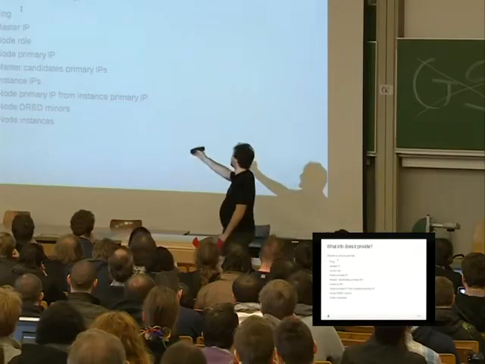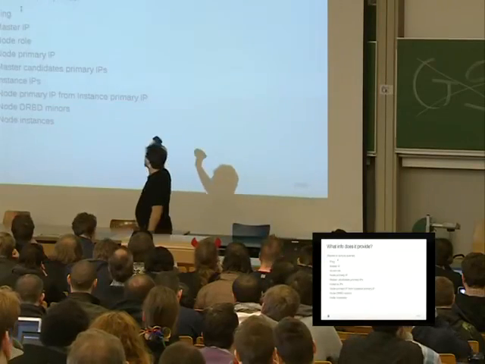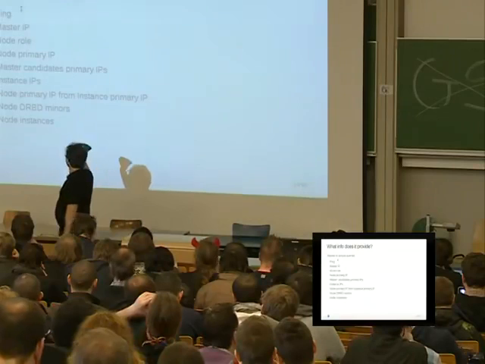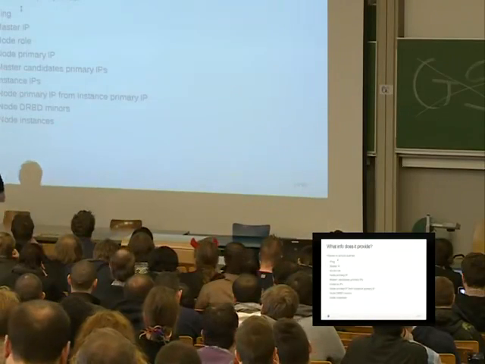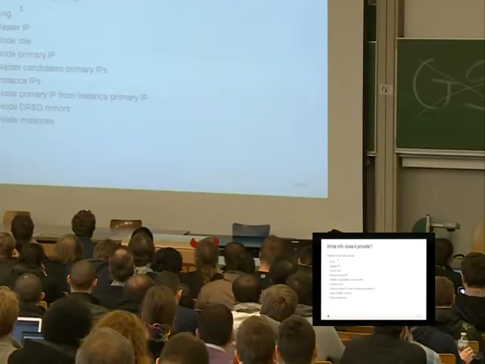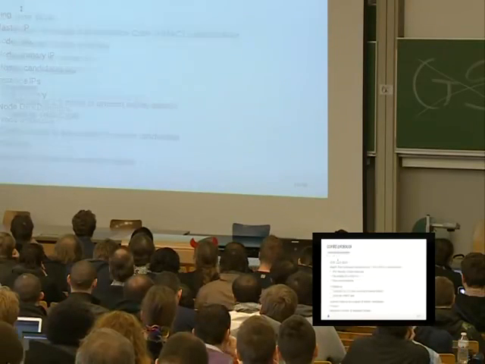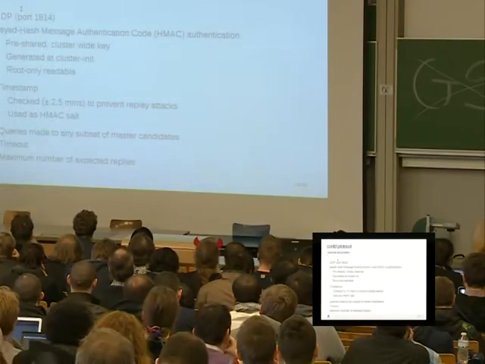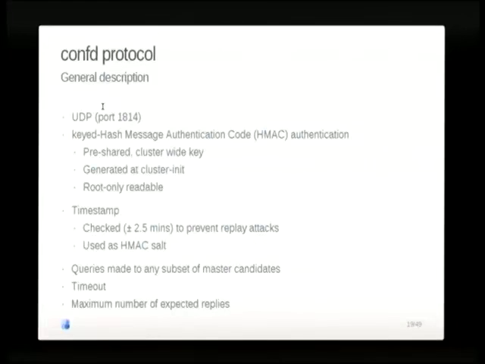And then what are the instances IPs? Where's the node primary, the DRBD minors, and which instances are on each node? You can easily implement more queries for confd, but right now this is what it provides. And it's a UDP protocol. It's authenticated with HMAC, so you need to know a shared secret with the cluster before you can query confd, because maybe you have private data there and you don't want to share it with the world.